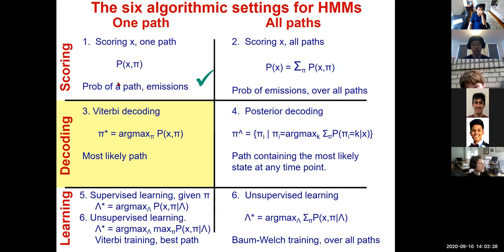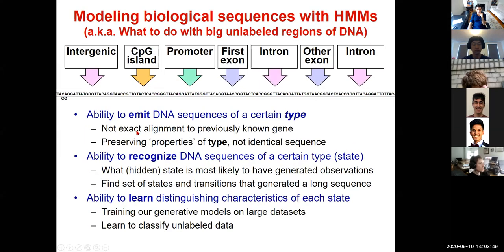So what I want to introduce you to now is this matrix that we're going to be filling in across these 2 lectures. We're going to be looking at 6 algorithms for hidden Markov models, in 3 rows corresponding to the 3 challenges that I mentioned earlier, of emitting, recognizing, and learning. Emitting is this forward probability of asking how likely is it to observe this observation given the hidden path.